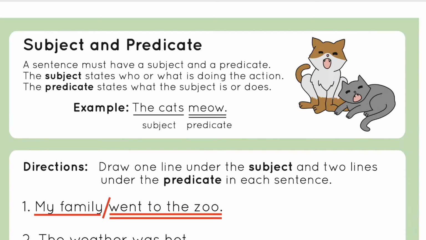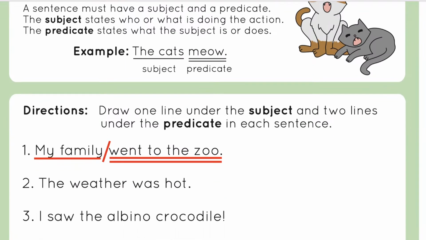Once again, when we're talking about underlining the subject and predicate here, we are talking about the complete subject and the complete predicate. Let's put that in there again so that we really, really know what we're talking about. Okay, so our complete subject and complete predicate.